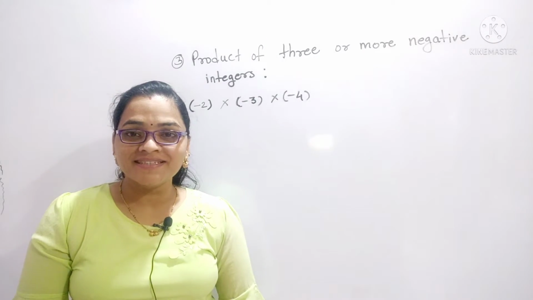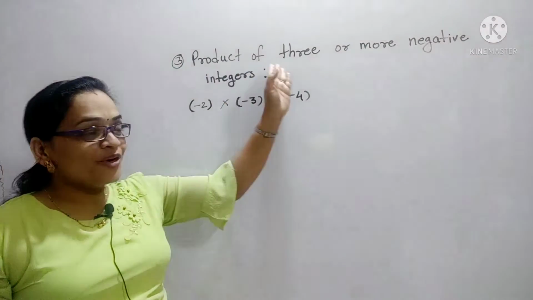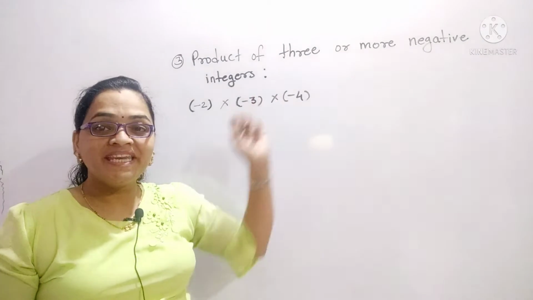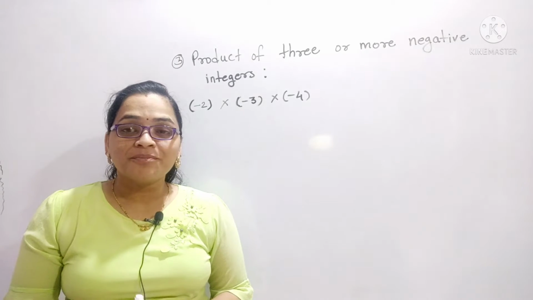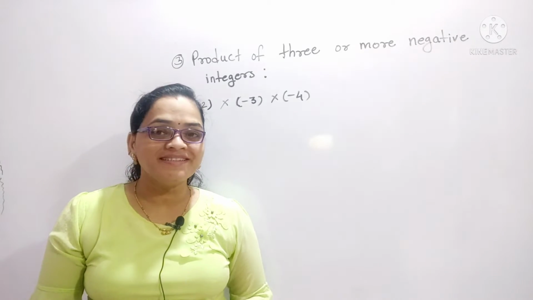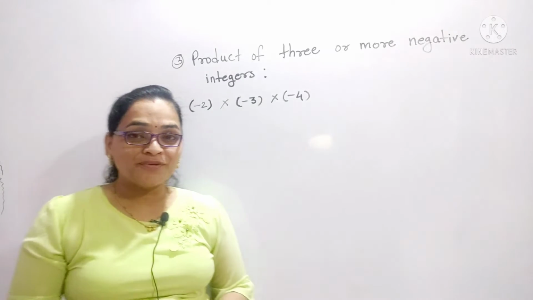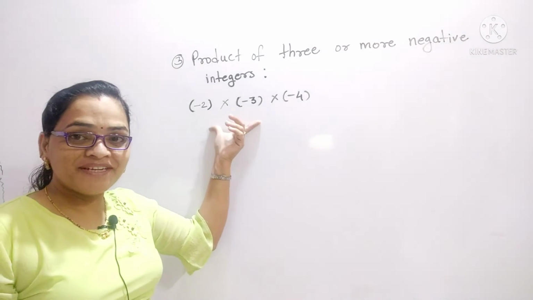Next, third rule is product of 3 or more negative integers. We observe that the product of 2 negative integers is positive. But what is the product of 3 negative integers?